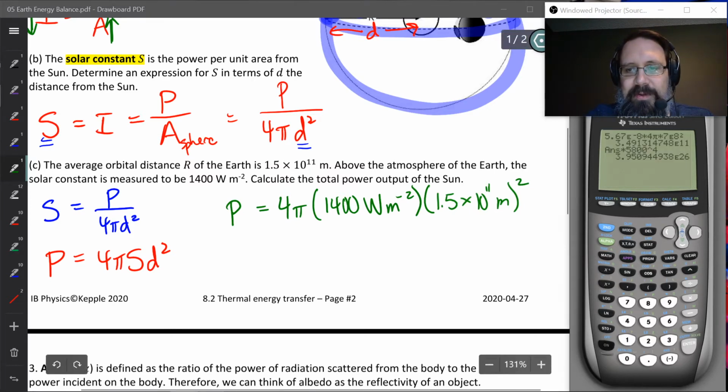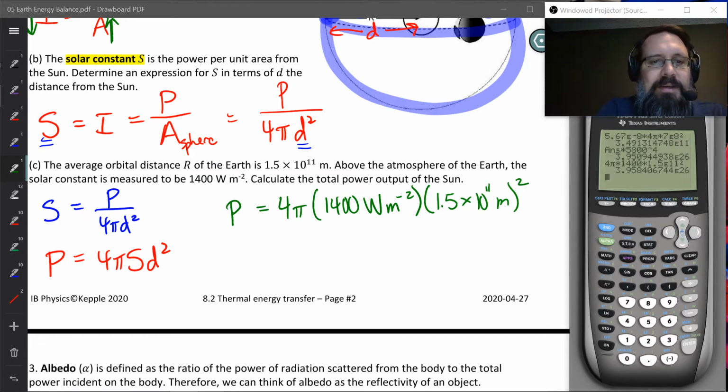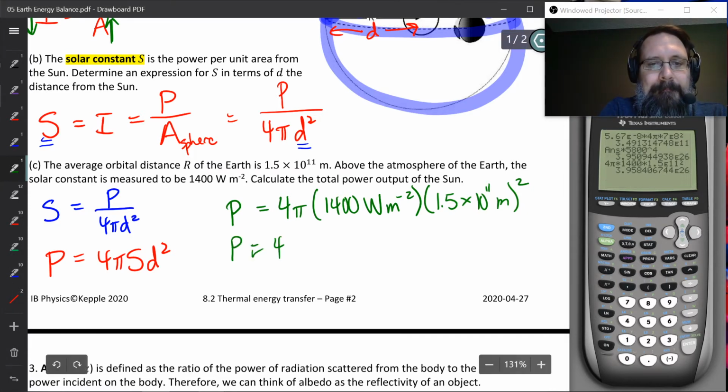So let's go ahead and punch those in the calculator. I'll do 4 pi times 1400 times the distance between the sun and the Earth, 1.5 times 10 to the 11, and then I just need to square that. And then we get the same number, 4 times 10 to the 26. Four point zero times 10 to the 26 watts.